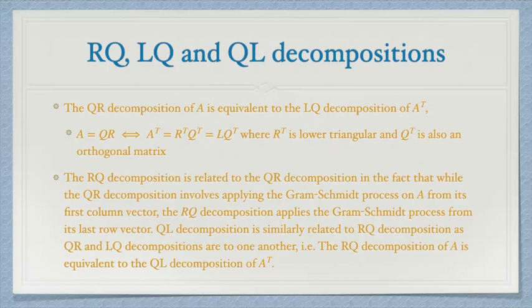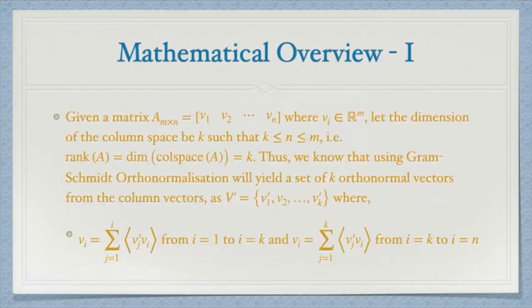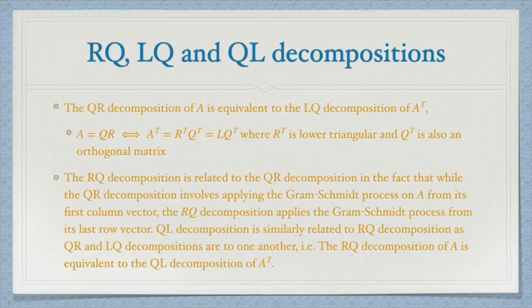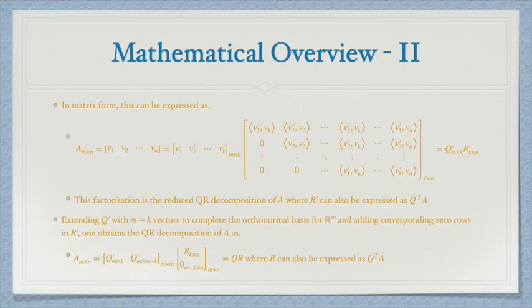Further, the RQ decomposition is related to the QR decomposition in that while in the QR decomposition, as seen here, we apply this orthonormalization on the set V1, V2, V3 in that specific order, in the case of RQ decomposition, we apply the Gram-Schmidt process starting from the last row vectors. Where in QR we use the column vectors of A, in RQ we use the row vectors of A. Basically, the lowest row of A is considered as V1, then we have V2, then we have V3, so on and so forth, until the topmost row is considered as Vn.